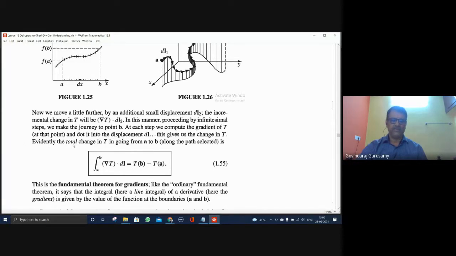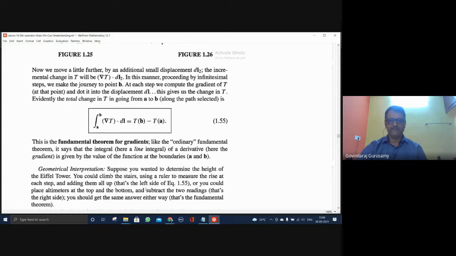Eventually, the total change in T going from a to b along the path selected is T of b minus T of a. This is the fundamental theorem of gradients.